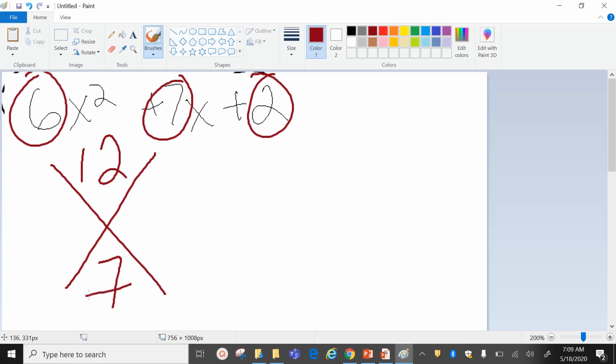All right, changing the color to orange. What times what multiplies to give you 12 but adds up to give you 7? They're both positive, so it's 3 times 4, right? 3 plus 4 is 7, 3 times 4 is 12. Now what I'm going to do is I'm going to make a box.